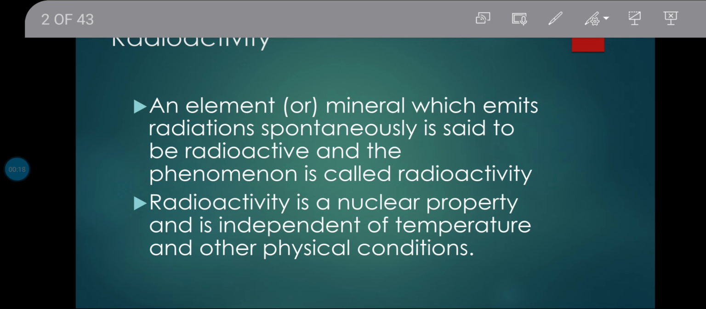What is radioactivity? An element or mineral which emits radiation spontaneously is said to be radioactive, and the phenomenon is called radioactivity. Radioactivity is a nuclear property and is independent of temperature and other physical conditions.